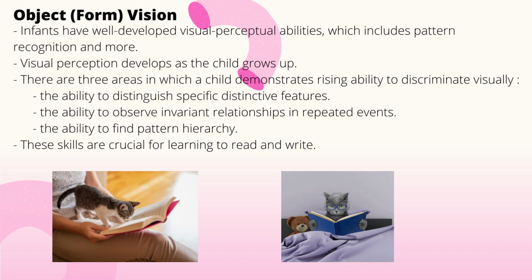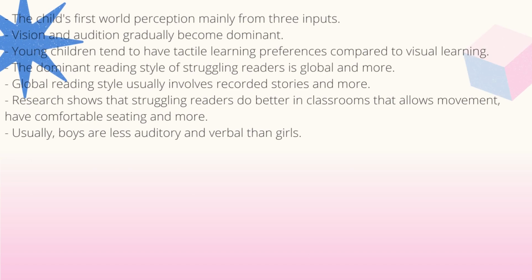There are three areas in which a child demonstrates rising ability to discriminate visually. One of them is the ability to distinguish specific distinctive features. Secondly is the ability to observe invariant relationships in repeated events. And the final one is the ability to find pattern hierarchy. These skills are very important for learning to read and write, and at the same time allow the processing of the largest unit possible for adaptation during a specific task.